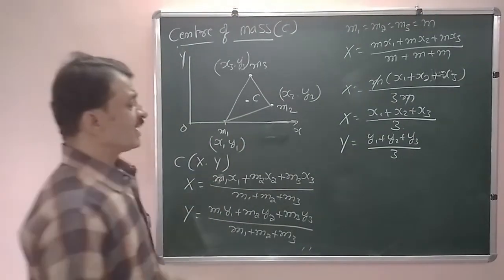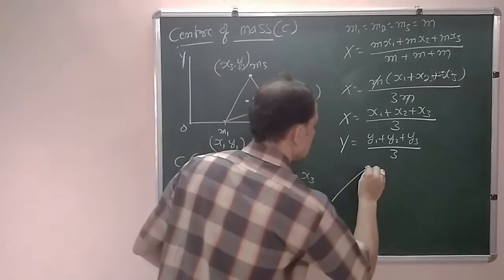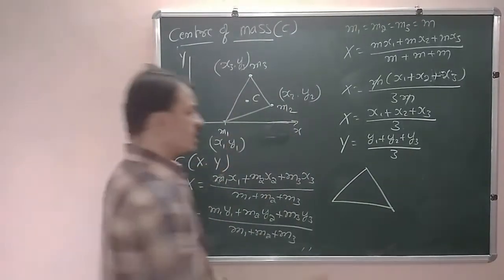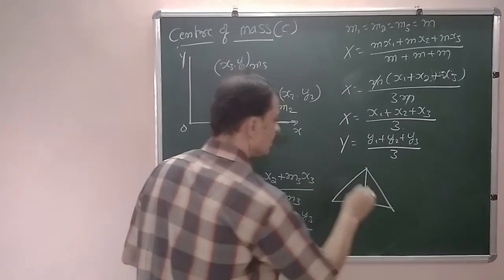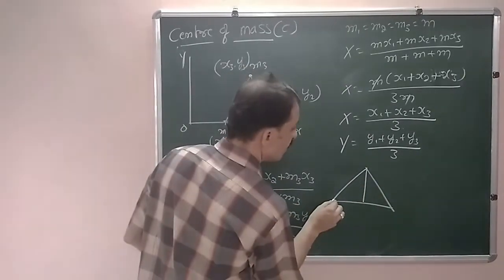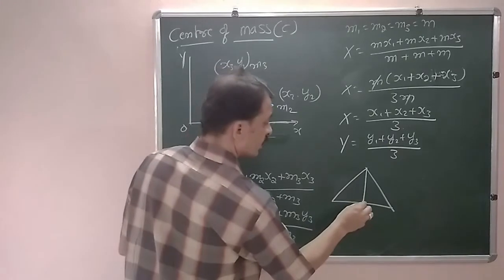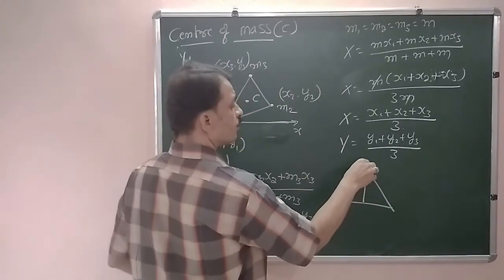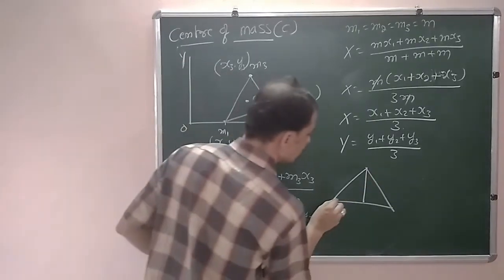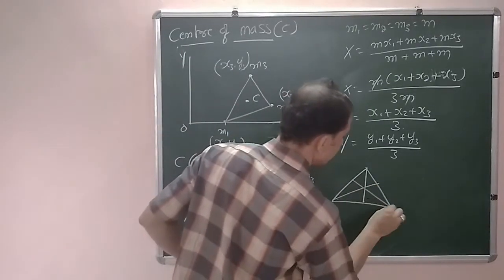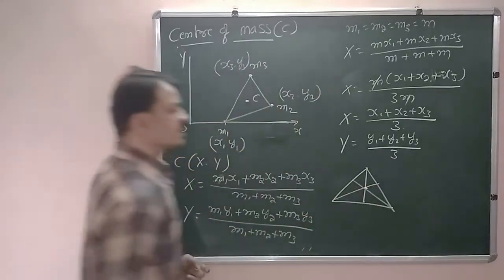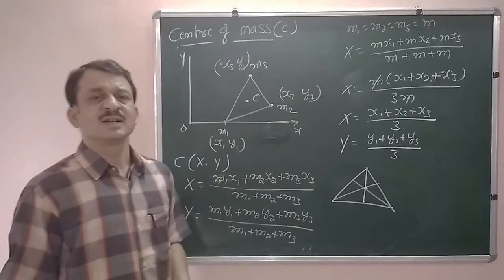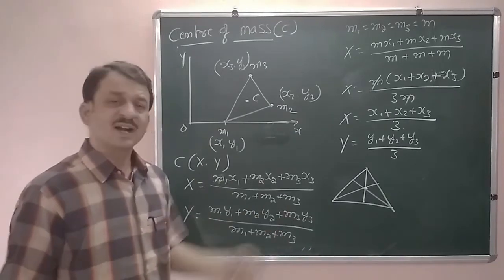Therefore, in the case of a triangle, the center of mass is located at the point of intersection of the medians. What is a median? The line joining the midpoint of a side to the opposite vertex is called the median. If you join these medians, the point of intersection of the medians corresponds to the center of mass in the case of a triangle.